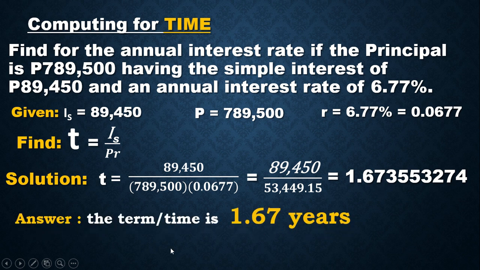So, ang ating answer, ang term or time ng investment natin sa bangko ay 1.67 years. Bakit 7 tong dulo? Dahil ang nasa kanan ni 7 ay less than 5. Kaya hindi po natin siya pwedeng convert. Kaya naging 1.67 years.